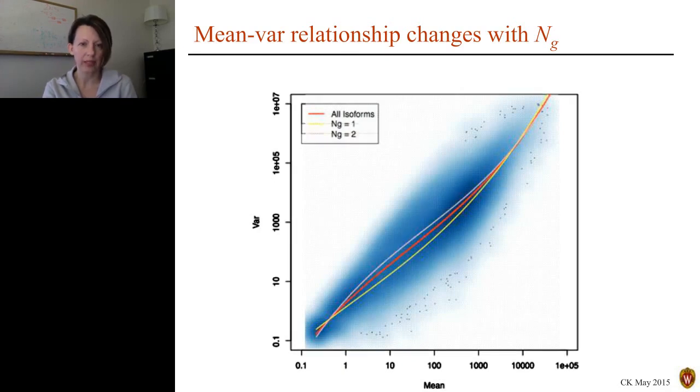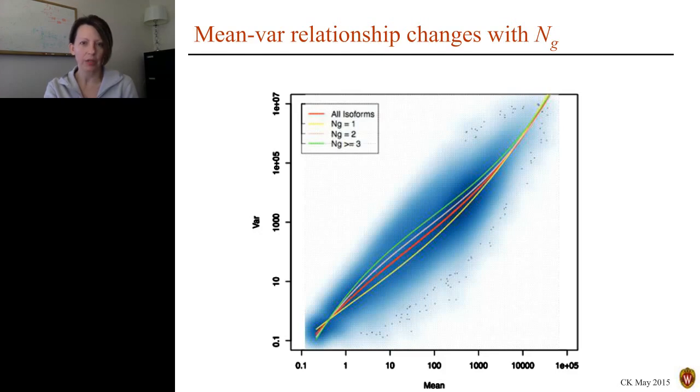Here's more complex isoforms, NG equals 1, and here's NG equals 2, and then shown in green, even more complex isoforms, NG equals 3 or greater. So what you can see is that there's reduced variability in the simple case compared to all the isoforms and increased variability in the others.